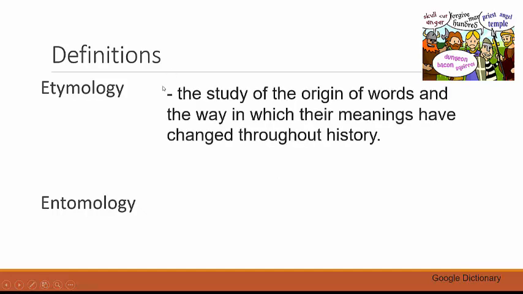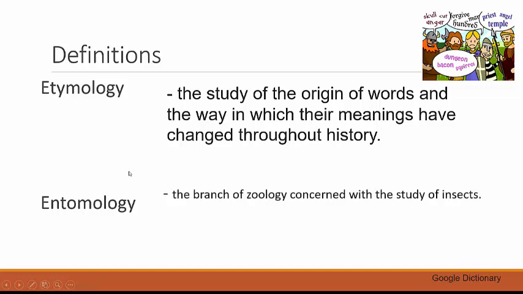Etymology is the study of word origins and the way that their meanings have changed throughout history. This is not to be confused with entomology. Entomology is the branch of zoology concerned with the study of insects, so don't mix them up. So we're going to look up the etymology of words.